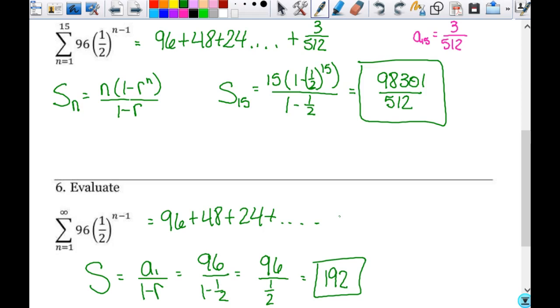All right, any questions? You good? So same stuff, really, just a different way of notating the sum, but still the same formulas for your sums and whatnot. Are we good? Any questions? Awesome.